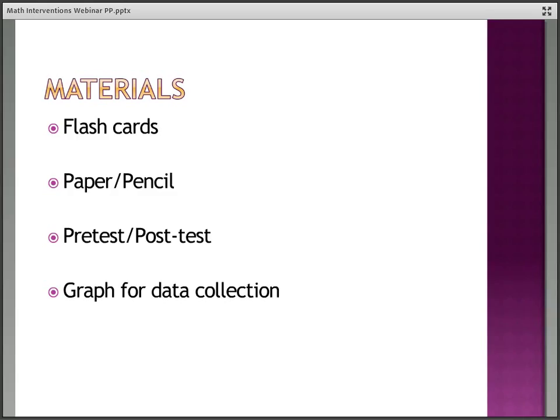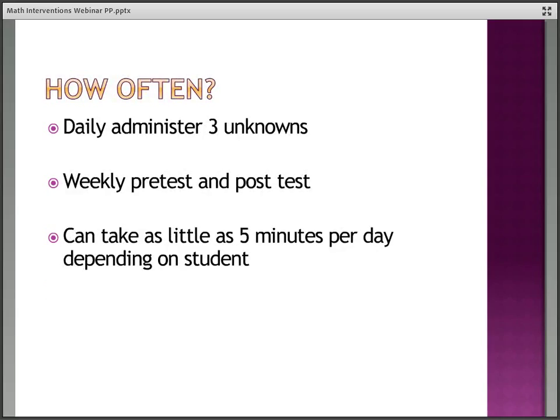Okay. So to do this one, you'll need flashcards, paper and pencil. You'll need to do a pre-test and a post-test and graph for data collection. Administer this daily, providing 3 unknowns. Weekly do a pre-test and a post-test, and it can take as little as 5 minutes per day, depending on the student's motivation and skills.